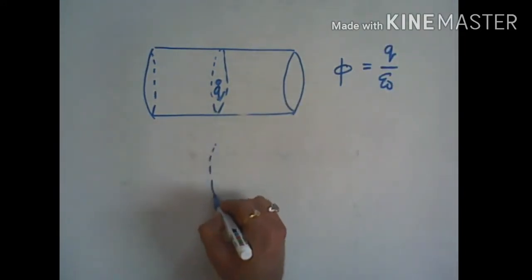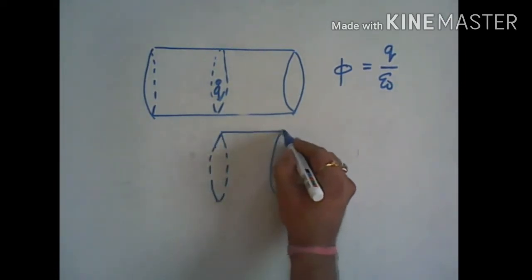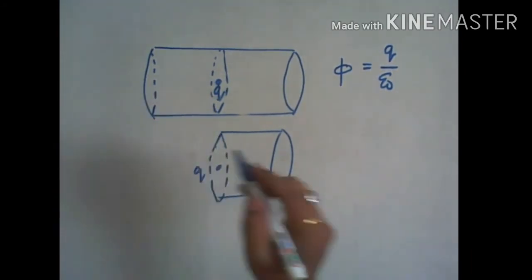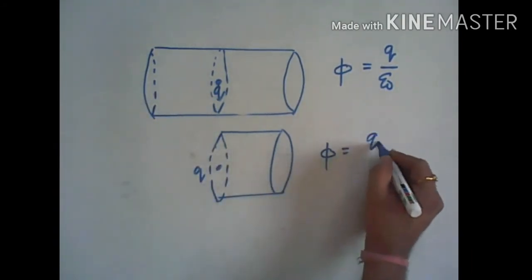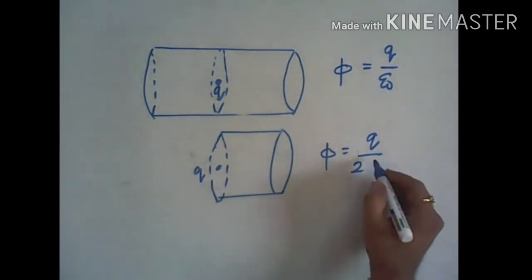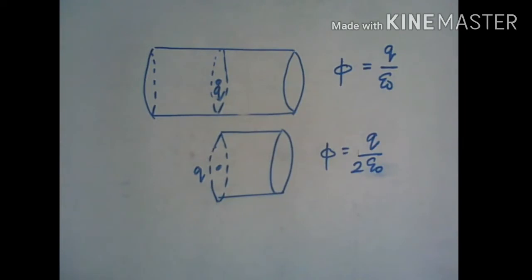So if I take half of this, and here is the charge, so this portion is gone, so here the flux will be Q by 2 epsilon naught, as we have done for the hemisphere and a complete sphere. Similarly we can do it like this.